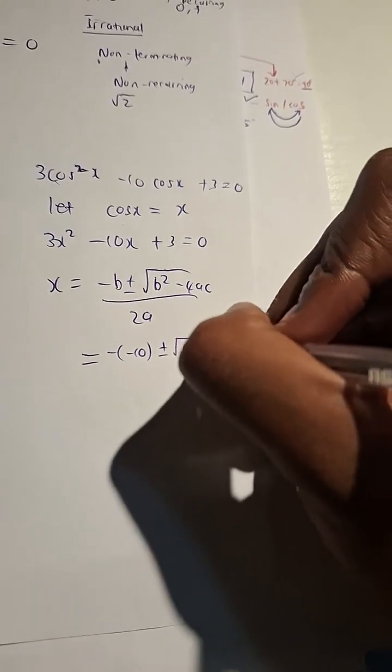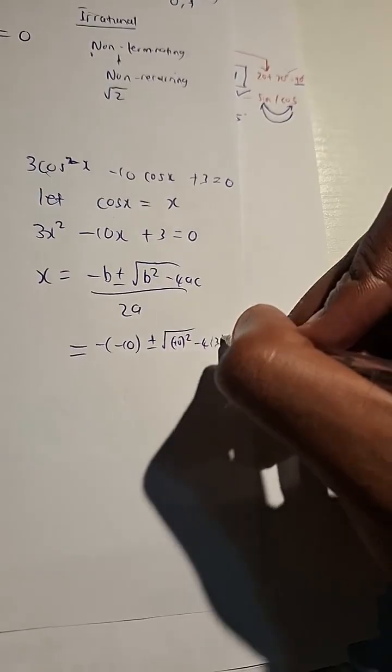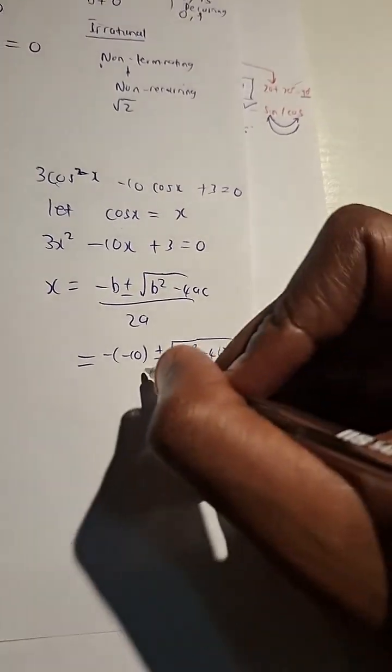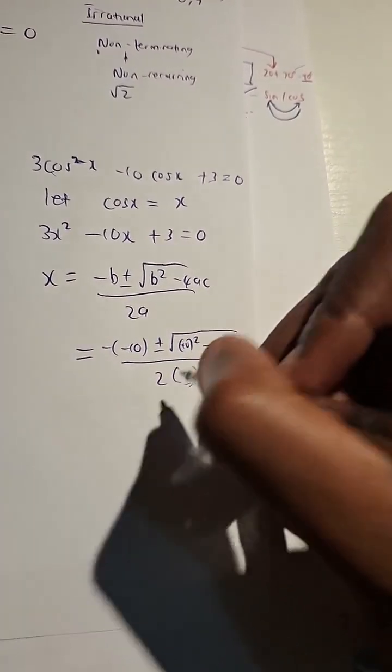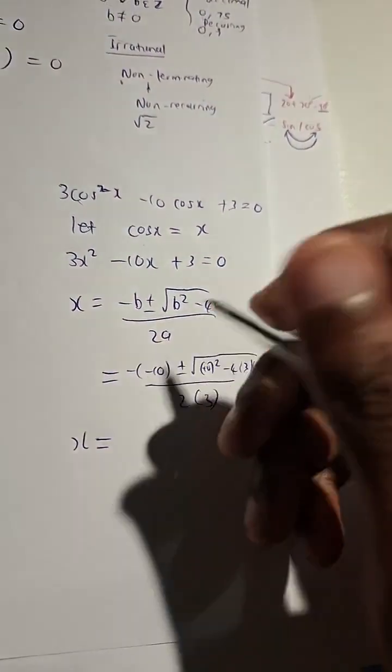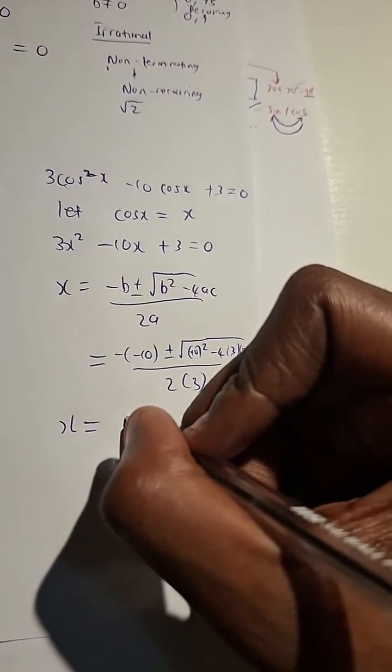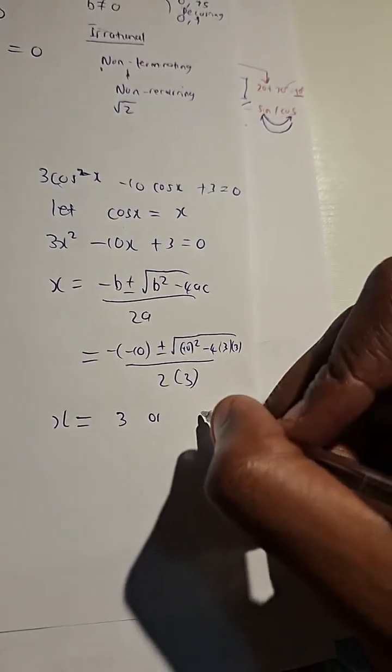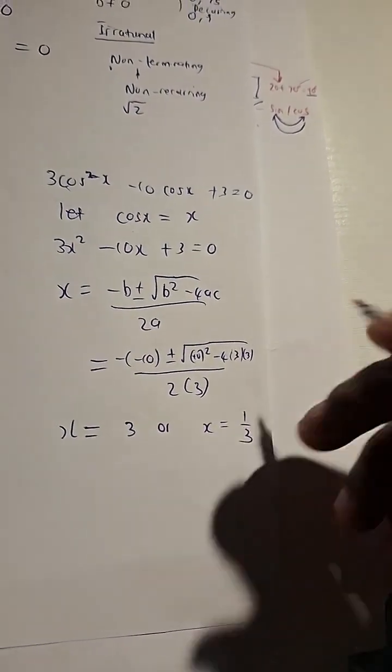Minus 10, and 4ac, over 2 times 3. You'll get your 2 x values. x is equal to what? 3, or x is equal to 1 over 3.